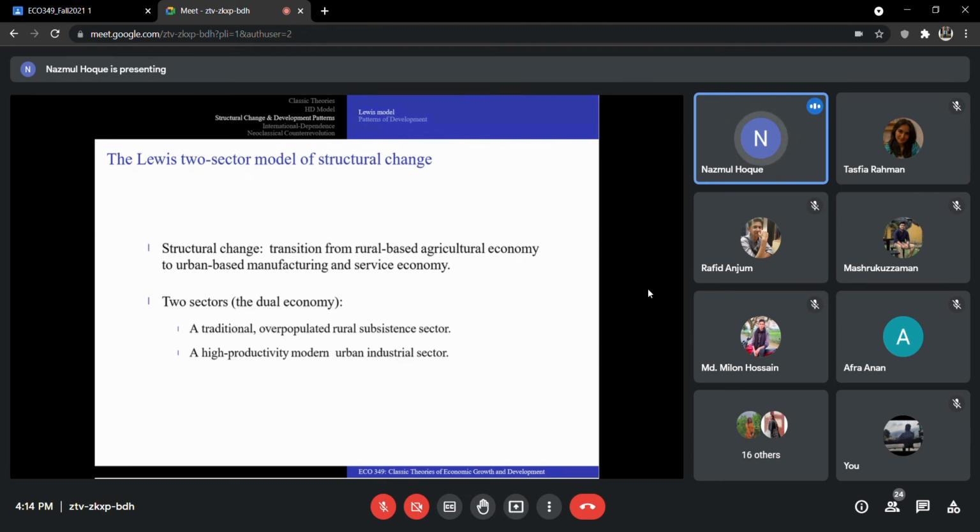So what does it mean? The suggestion is that the economy needs transforming from subsistence to modern manufacturing economies, and again, as before, capital accumulation can help economies to grow.